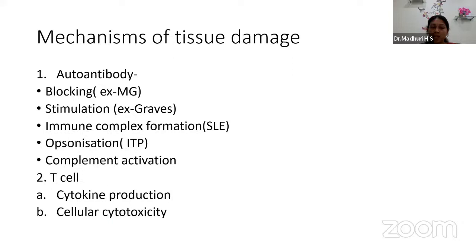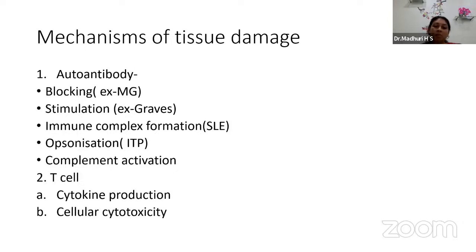Among the autoantibody mediated, there can be blocking. Example, in myasthenia gravis, the antibodies will go and block the neuromuscular receptors, and that is the mechanism. Whereas in Graves' disease, these antibodies are going to stimulate the thyroid receptor. So they are the stimulating antibodies. Then there can be immune complex deposition. This you would have heard in lupus nephritis or other glomerulonephritis, where the antigen antibody complex will go and get deposited in the subepithelial or subendothelial membranes.